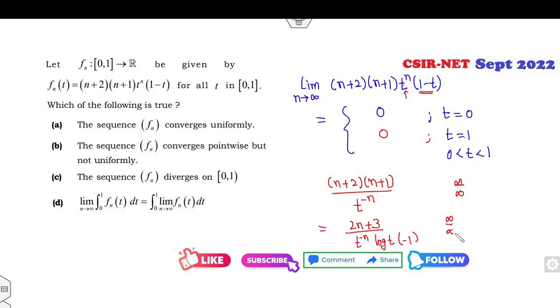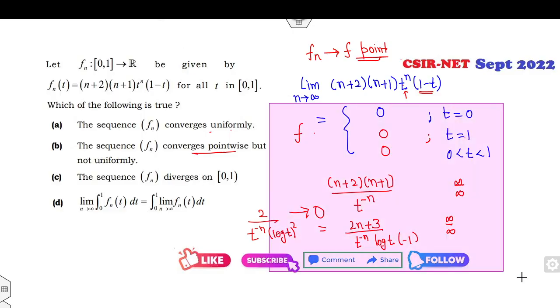Again it is infinity by infinity form. Again I can apply the L'Hopital rule. It is t over minus log of t square. So it goes to 0. So therefore this f_n converges to f pointwise. Fine. So f_n converges to f pointwise. Whether f_n converges uniformly, that we will need to check.